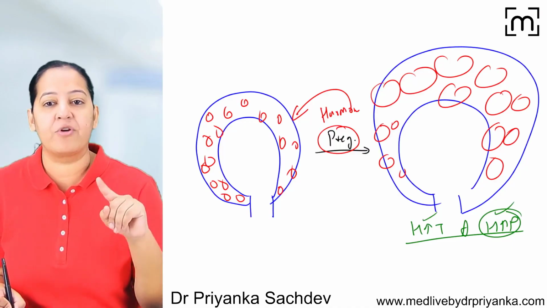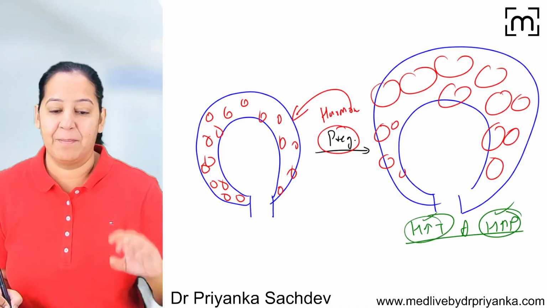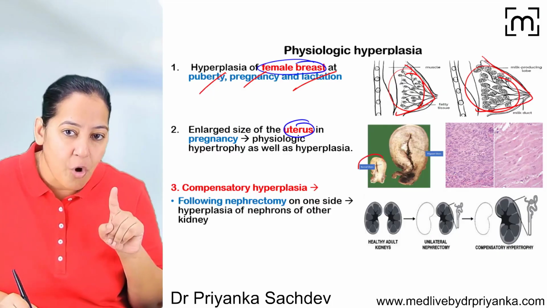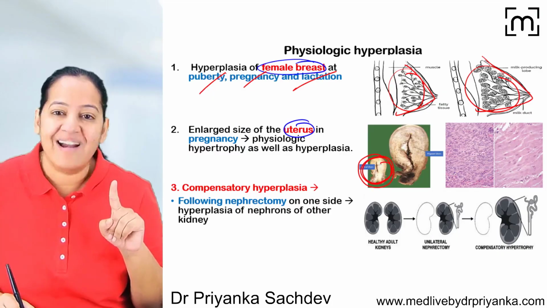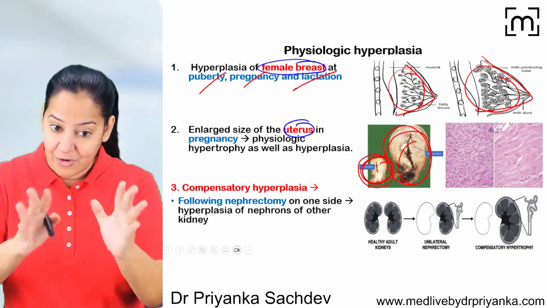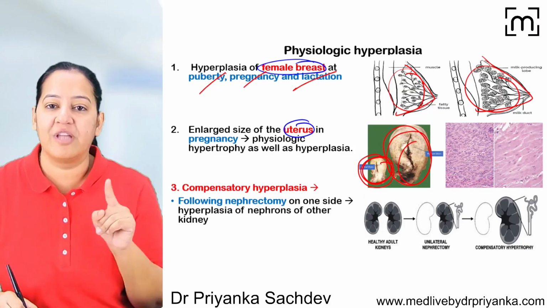Next I will teach you hypertrophy, in which also there will be an example: the pregnant uterus. You can see here a non-pregnant uterus, see the size, and this is a pregnant uterus, see the size. See the difference in the size. Now this is the gross. See the microscopy of both of them.